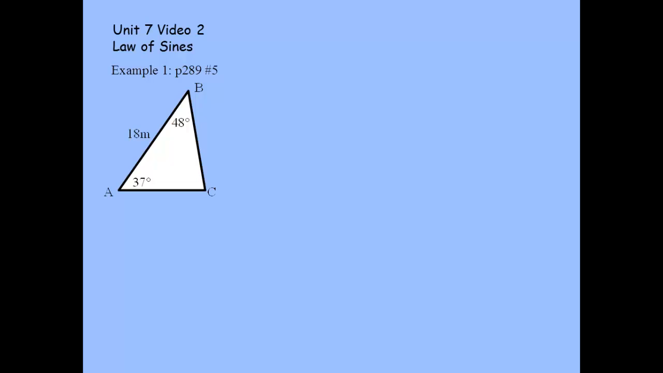So if I label all my sides here and all my angles, this would be side A, this would be side B, and this would be side C. If I start by looking at this, I have two angles and the side in between them. So that's appropriate for this particular lesson, the law of sines. Next, I want to write down what all of my measurements are so I can determine which ones I have to find.